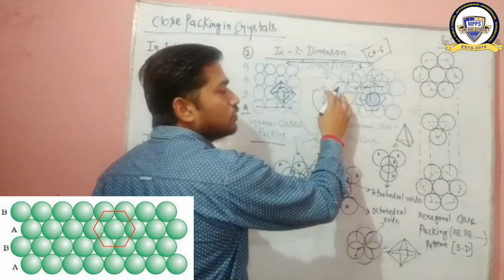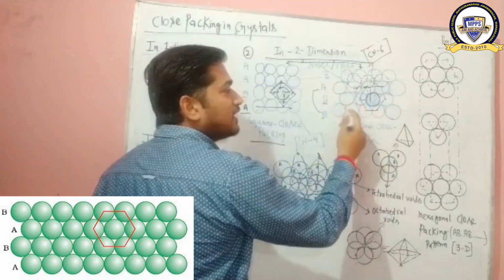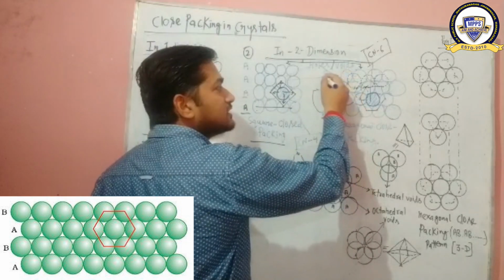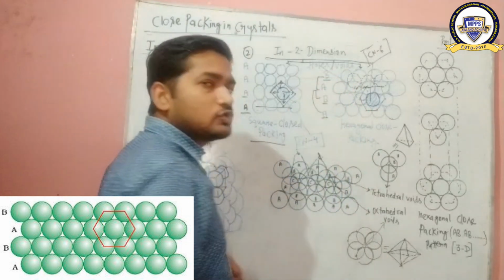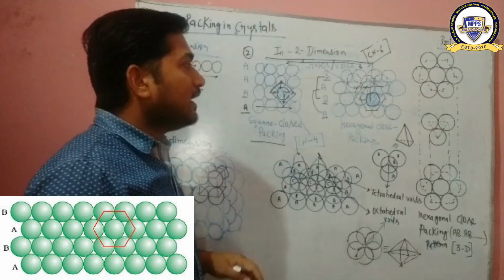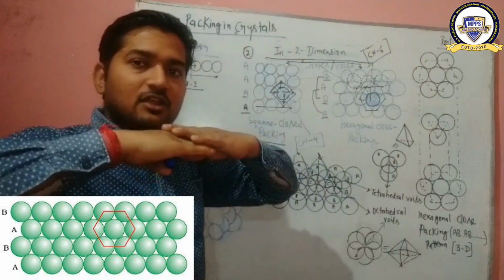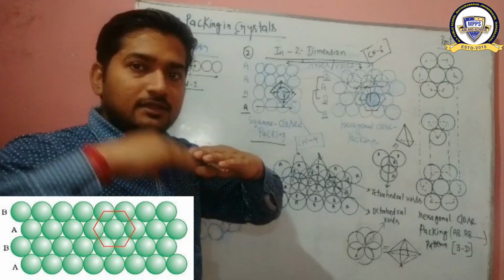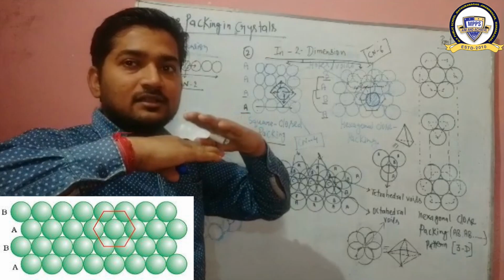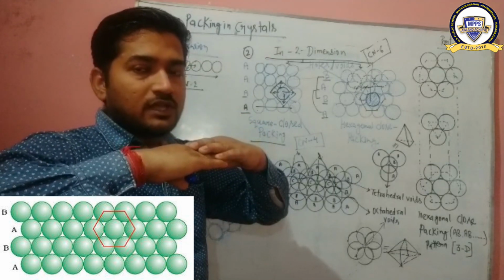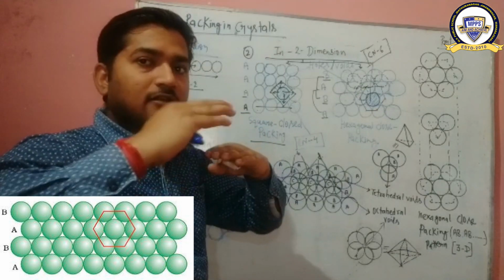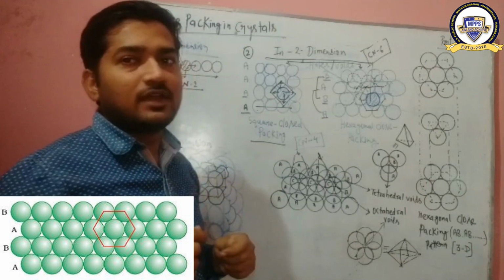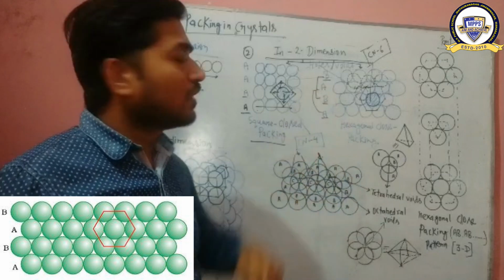That's why they show the same type of arrangement just like the first one, and again the fourth layer is similar to the second layer. So in this type of arrangement, the layering takes place in such a manner: A, then B, and then the third layer, which is similar to the first one, is again denoted by A, and the fourth one resembles the second layer, so it is denoted by B again.